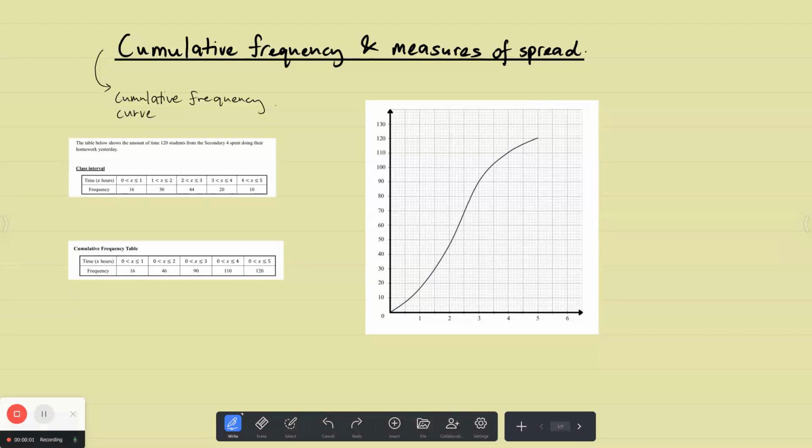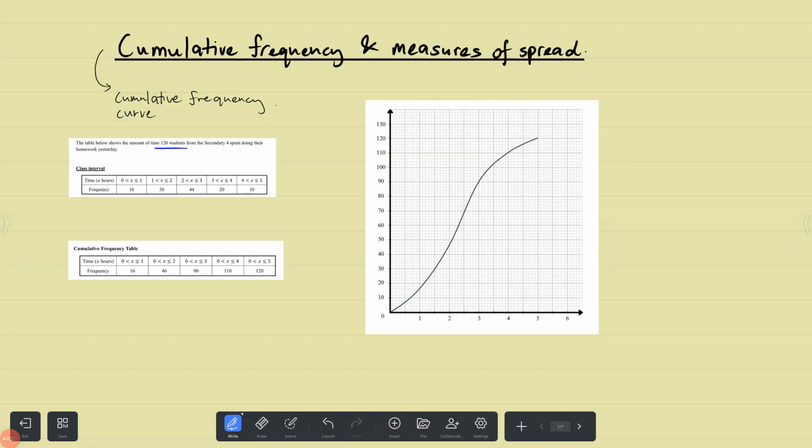Hi everyone, in this video we'll be talking about cumulative frequency curves, and I can begin with a quick recap of what it means to have a class interval table. To recall, this is our class interval table where we have 150 students from secondary 4, and they recorded time doing their homework yesterday.